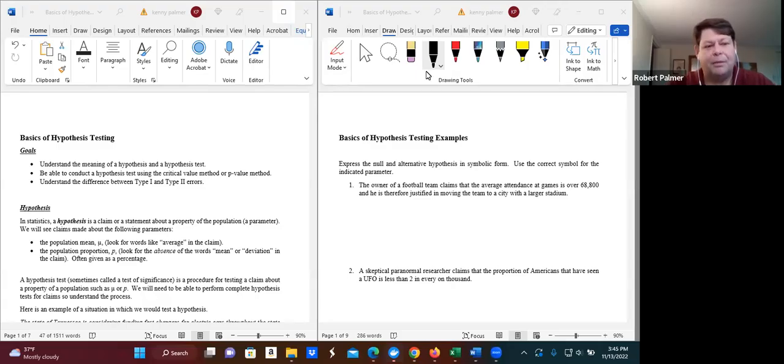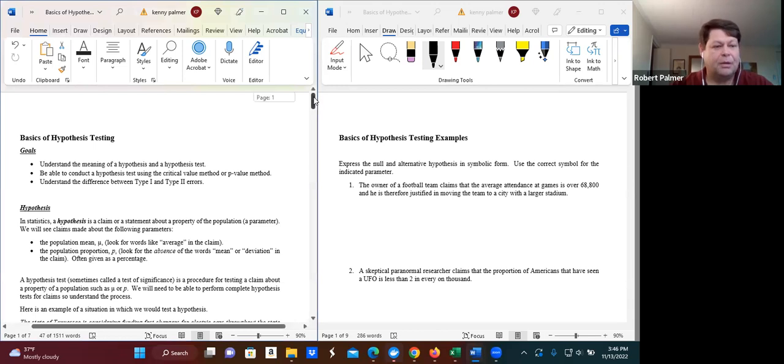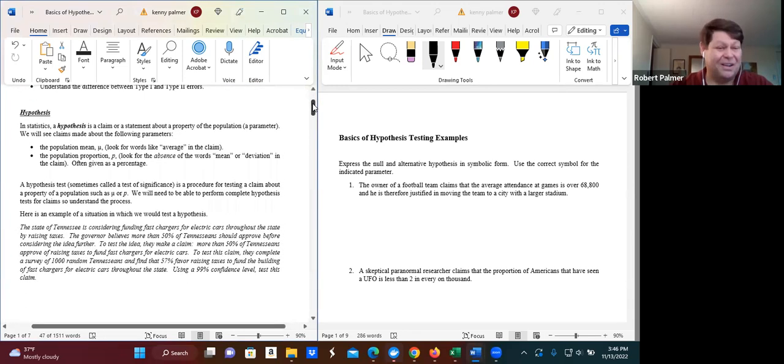Hello, welcome back. Today, we're going to talk about the basics of hypothesis testing. So our goals: understanding what a hypothesis and a hypothesis test are, and conducting a hypothesis test using the critical value method, or more importantly, the p-value method. This will focus on understanding the difference between type 1 and type 2 errors. We'll explain all that. Let's take a look first at a hypothesis, what it is, and kind of explain how we're going to use it.